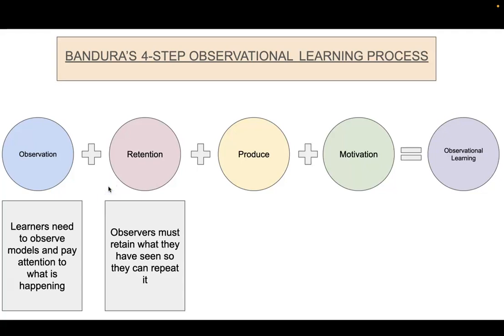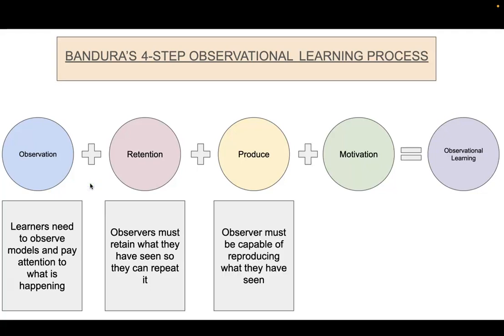Step 2 is retention. After observing the behaviors, learners must retain or remember the information so that they can reproduce it later. This involves mental rehearsal and encoding to their memory. The third step is reproduction. The learner must have the ability to reproduce or imitate the behavior that has been taught. This could be physically or mentally reproducing the outcome.